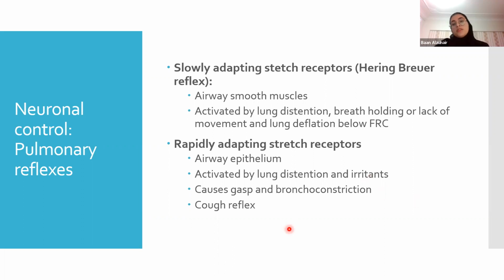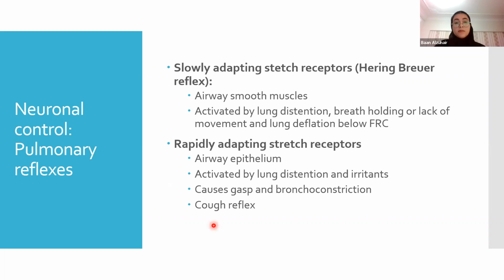The rapidly adapting stretch receptors are also innervated by myelinated vagal fibers, okay? And they're found in the airway epithelium. They're activated by lung distension, just like slowly adapting, and by irritants, okay? It causes gasp and bronchoconstriction, and it's involved in the cough reflex. So when you breathe in air, let's say, and it has dust, you're immediately going to cough it out. What stimulates that cough reflex when you breathe in dust or whatever is found in air is mediated by rapidly adapting stretch receptors, okay?